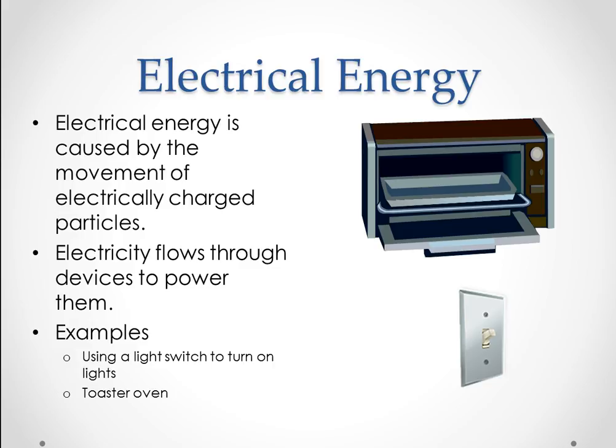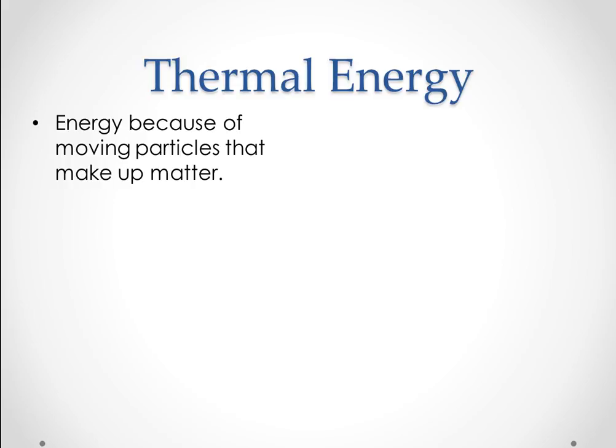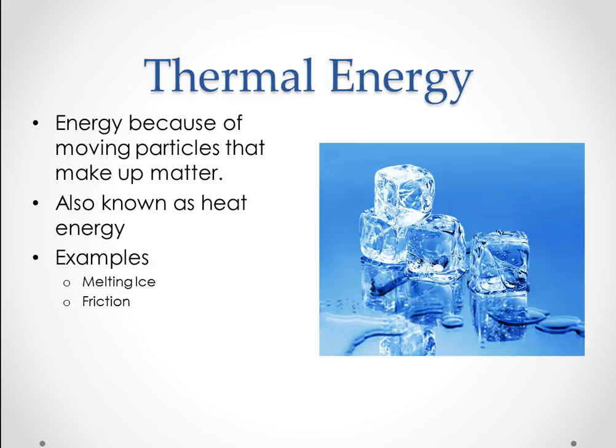It's also important to remember that sometimes an object can be using more than one type of energy. In the case of a toaster oven, it also uses a different form of energy. Do you know which one it is? Think about it as we go through. Thermal energy. Energy because of moving particles that make up matter. It is also known as heat energy. Some examples would be melting ice and friction.